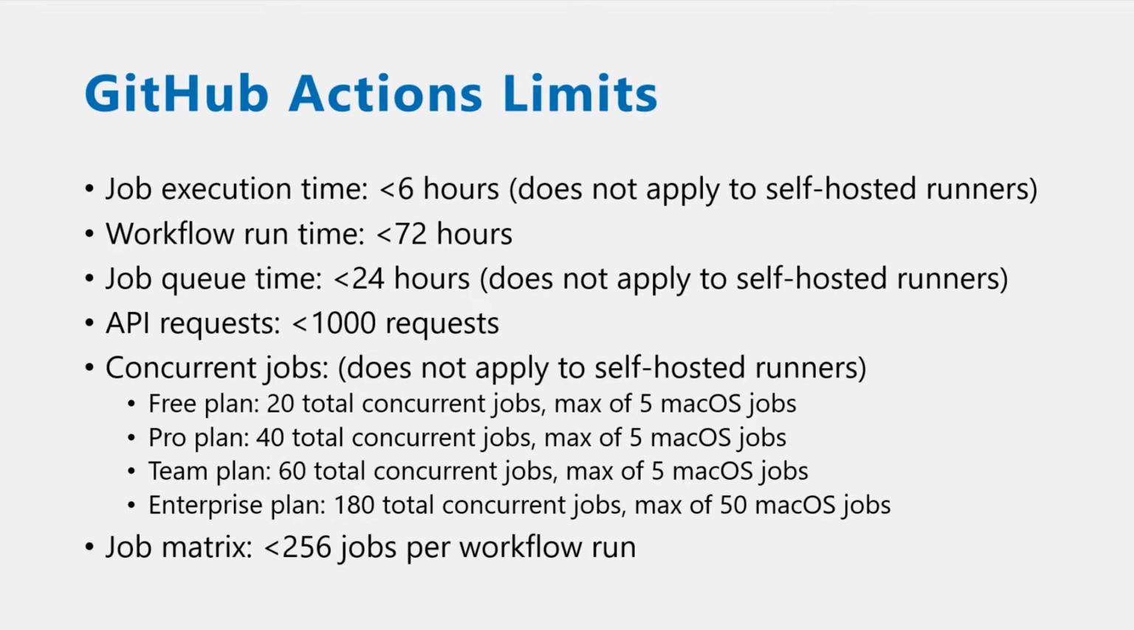Let's talk about some of the concurrent jobs. For the free plan, you can have up to 20 total concurrent jobs, 5 of those being macOS jobs. So if you want to test against macOS, the great news is that you have environments on GitHub Actions to test out some of those things. You can use up to 5 macOS jobs as part of your free plan. The Pro plan upgrades that, and Team and Enterprise up all those maximums. And the most you can run is less than 256 jobs per whole workflow run. So don't get super crazy.